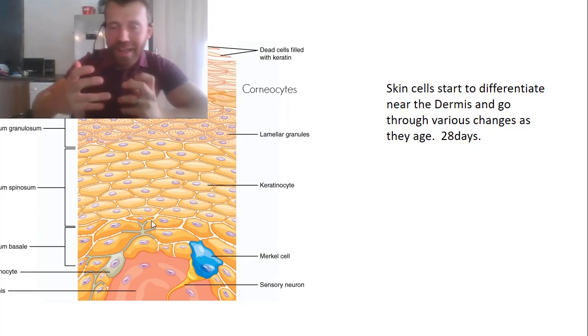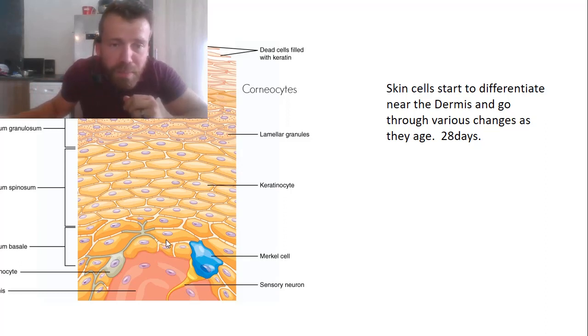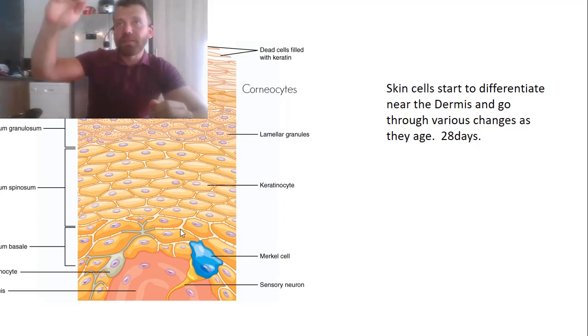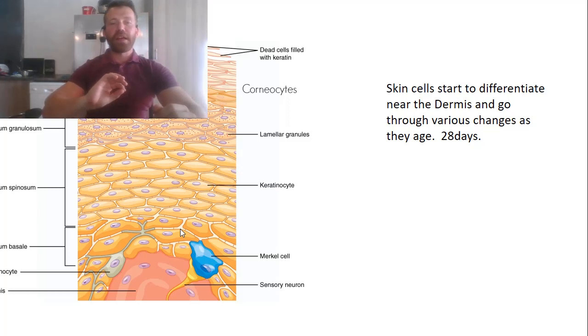So when you get a new skin cell, the skin cell is produced at the very bottom part, the very basal part of your epidermis. So that's towards your dermis, just on top of your dermis itself. Then you start creating your skin cells, and they're called keratinocytes initially.